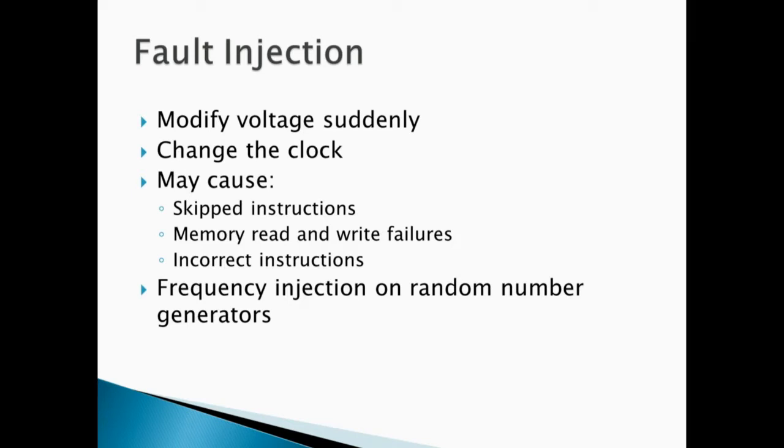So things you can do like this are just put a probe on there, zap it with extra voltage or decrease the voltage. You can change the clock frequency for a bit. And what this can do is you can skip instructions, cause reads or writes to fail, or even execute the wrong instructions. And this can have various bad effects. You can use it to, once again, extract keys from stuff, or just bypass authentication.